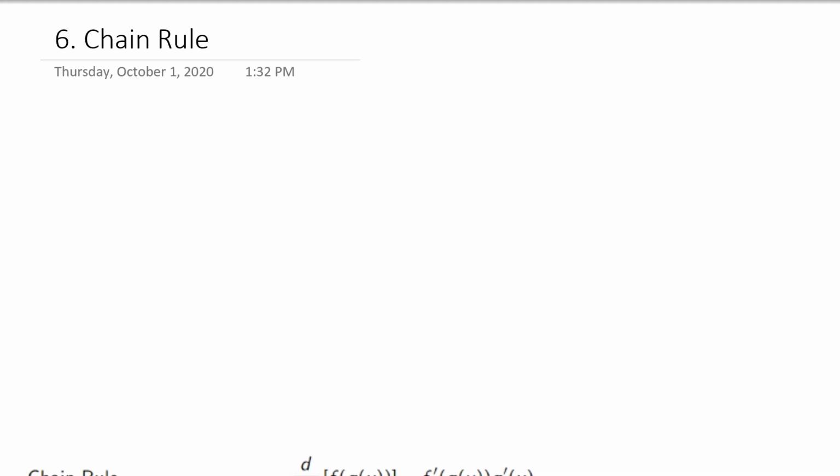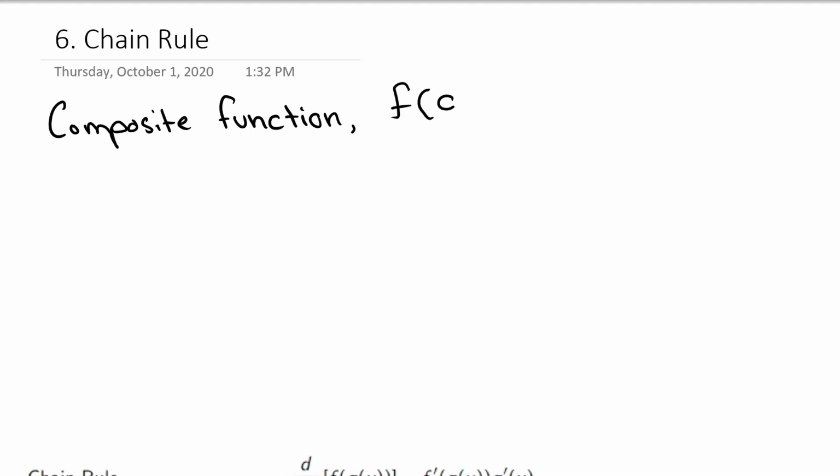Today we're looking at the chain rule, which is used for deriving composite functions. So what is a composite function? Well, a composite function is the composition of two functions. You might remember when we were checking inverses last year, we would do f of g of x and g of f of x. That was what we were referring to as composite functions here.